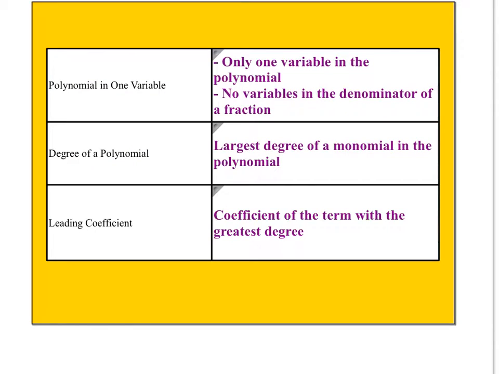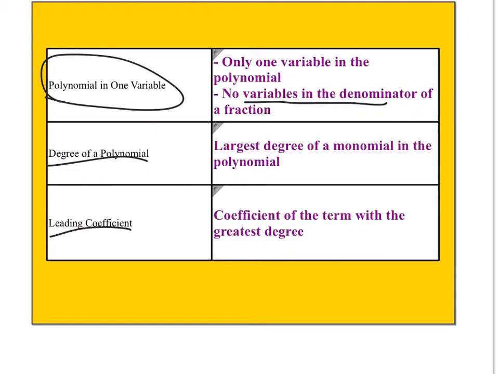So now, what is it with anything? Well, here's what we're talking about. We're talking about polynomials of one variable. So there's no variables in the denominator. You're talking about the degree and the leading coefficient. Degree is the highest exponent, basically. It's the largest degree of a monomial in the polynomial.